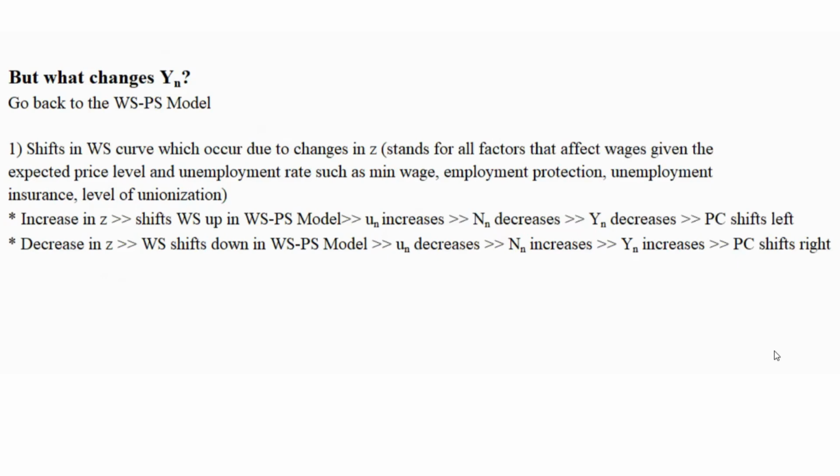And when that happens, if we recall from the WS-PS model, where we looked at these two diagrams also, this increases the natural rate of unemployment. So the natural level of employment goes down, so the natural level of output goes down. When we plot the Phillips curve, it has a smaller x-intercept, so it shifts left. And the exact opposite happens if there's a decrease in Z.